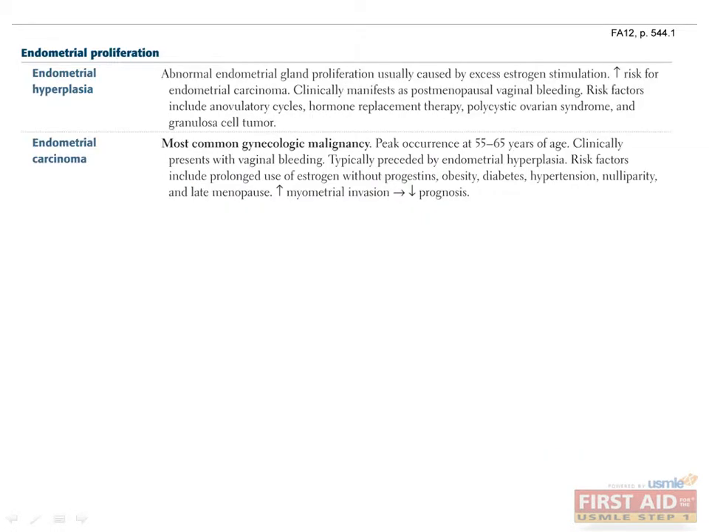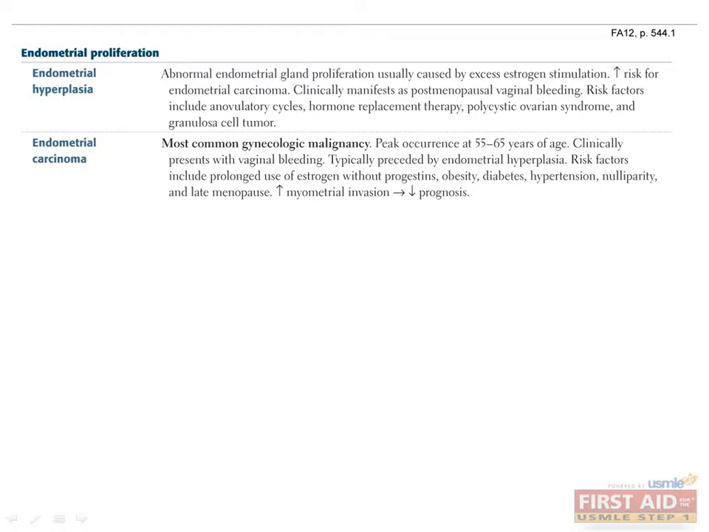Endometrial hyperplasia is abnormal endometrial gland growth that is a direct result of excess estrogen stimulation. This condition is precancerous and needs to be treated, but with what? Well, it's treated most often with progesterone agents, but why is that? Because progesterone tends to balance out estrogen.